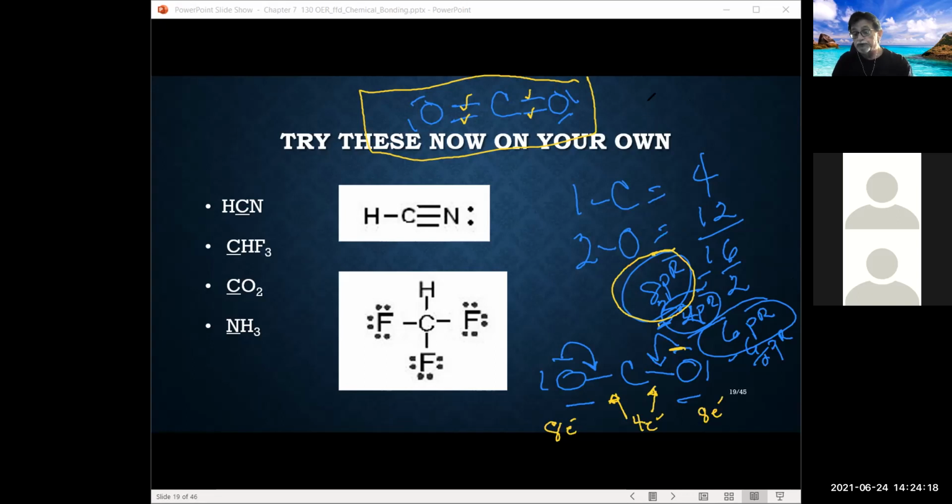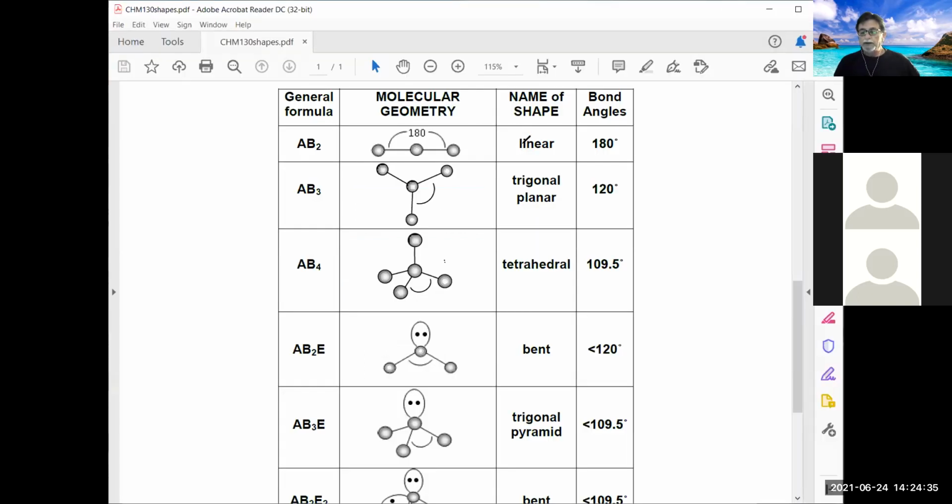Now we go to the general formula, I should say. That is the structure for carbon dioxide, but the general formula would be AB2. Okay. And AB2, very similar to the one we just previously did. And we got a linear molecule. There's AB2 with carbon in the center and then the two oxygens there. And with bond angle 180 degrees.